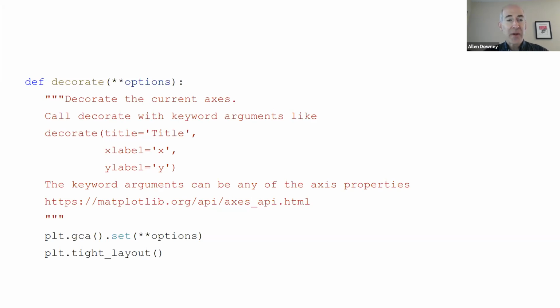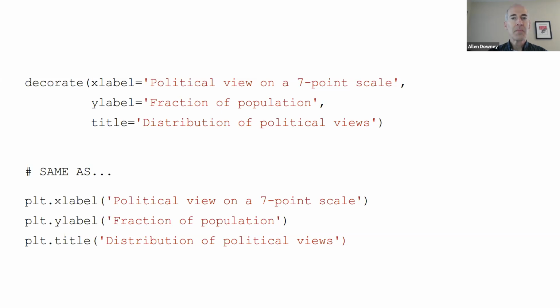One of the functions in the notebook is decorate, which is a wrapper for matplotlib functions that will set things like the title and the X label and the Y label. And you have a choice. If you like decorate, you can call one function and then pass keyword arguments to specify things like the labels and the titles. Or if you use the matplotlib functions directly, then you just call them as separate functions.